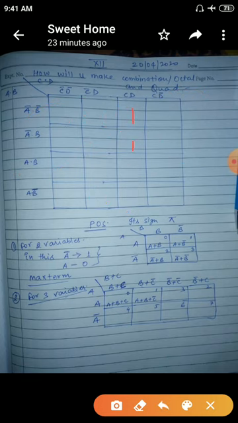Suppose 1 1, 1 1 and then 1 is here. So you can see here one pair this one, one pair this one, and one pair this one.